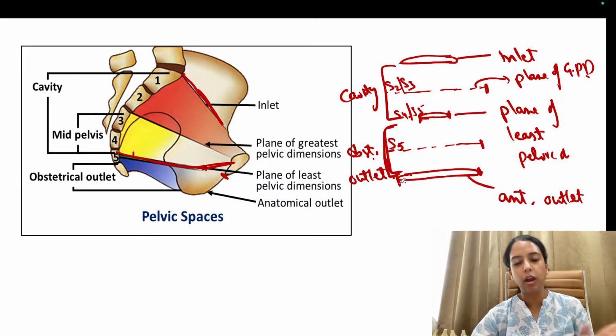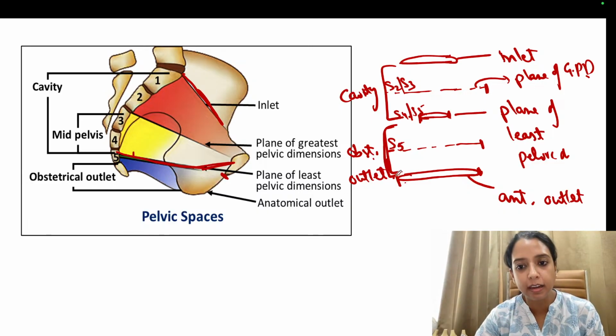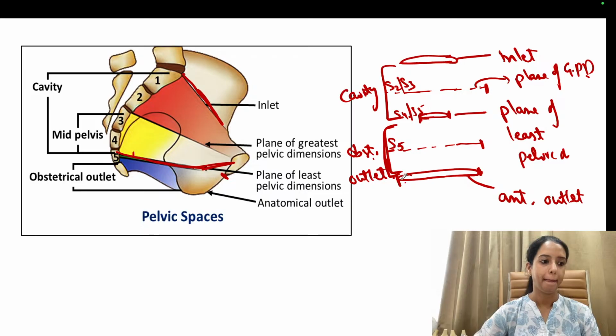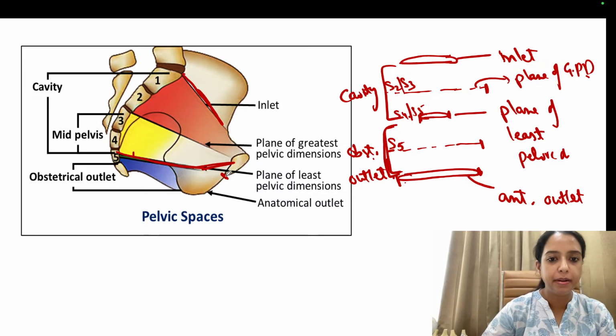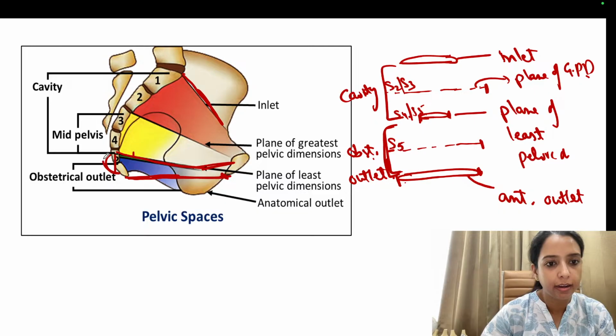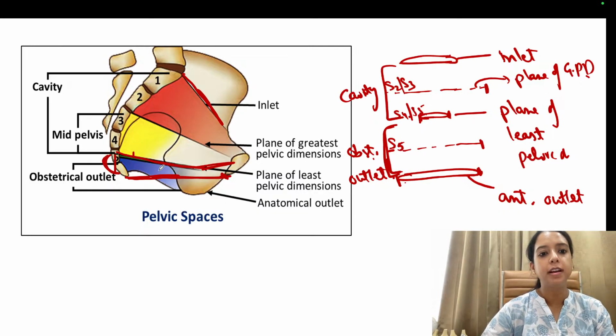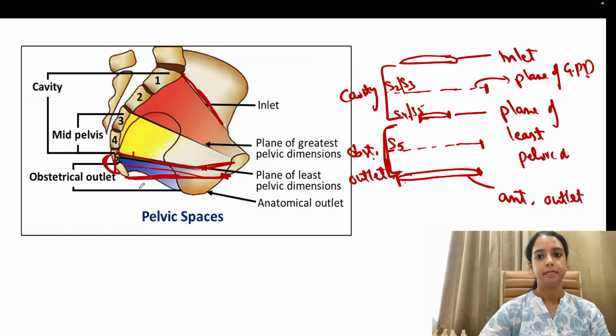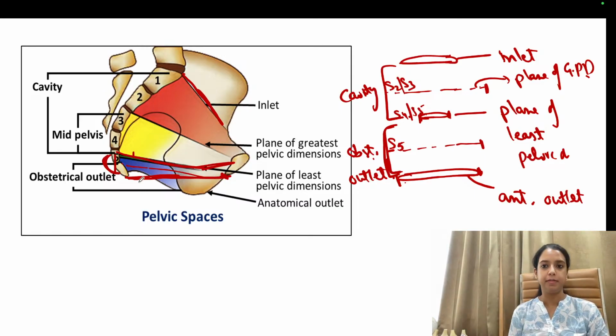The anatomical outlet is the outer door, which is lying till the coccyx. So this diameter from here to the tip of the coccyx is your anatomical outlet, and in this small room, this is the obstetrical outlet. The plane of the obstetrical outlet is from the tip of the sacrum till the lower border. So that is how this room is described.